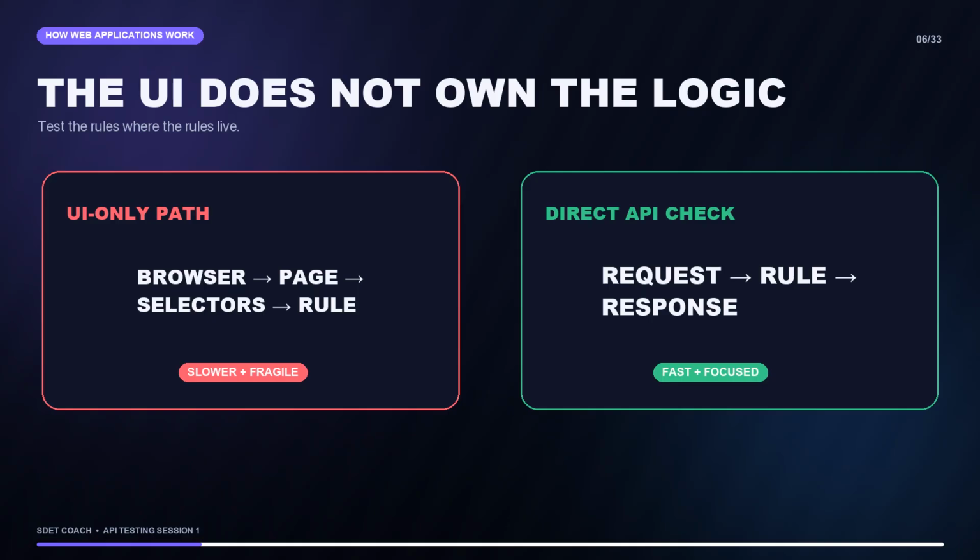This does not mean UI testing is unnecessary. Users still need a working interface. It means you place most rule-level coverage below the UI and reserve end-to-end browser tests for critical journeys and integration confidence. In an interview, that distinction shows that you understand test strategy, not just syntax. The question is always, what is the fastest stable layer that can prove this behavior?